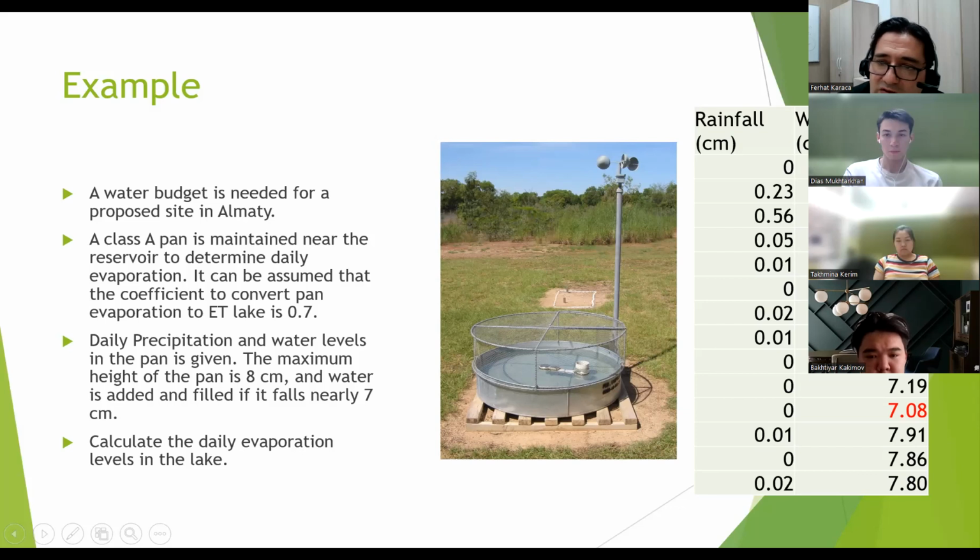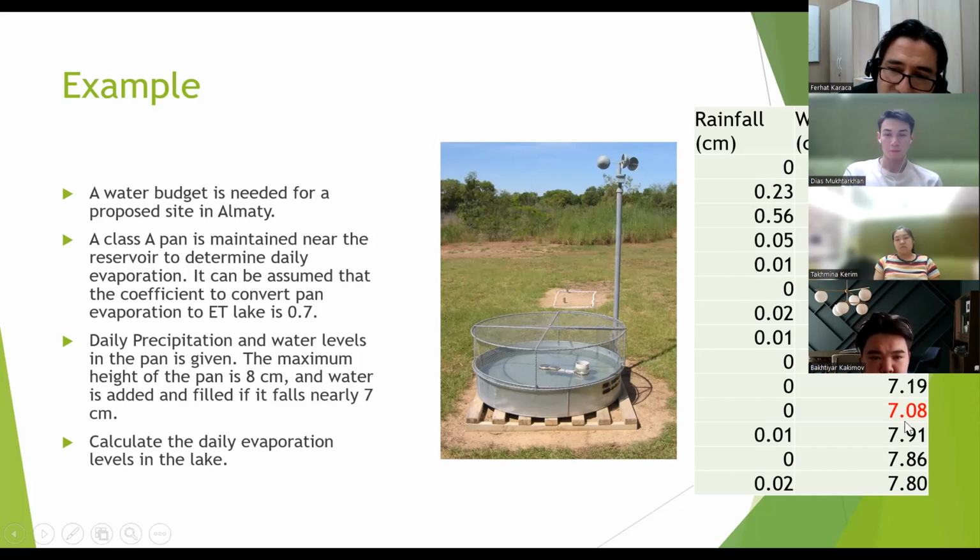Okay, so let's look at the data. It starts with 8. It goes down. Why? Because every single day water is evaporating. Okay, you are losing some water. Look at here, and this is the rainfall. Also, you are having some rainfall and you are losing some water. Even though you are having some rainfall, the level is dropping down.